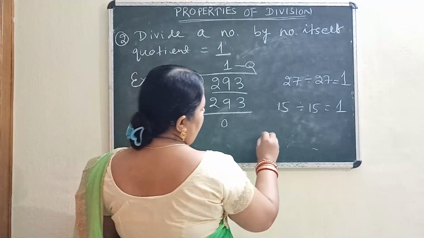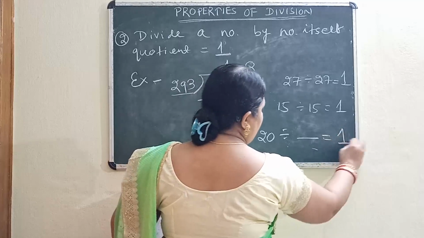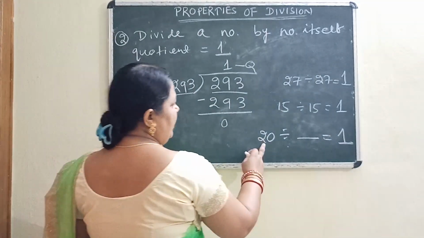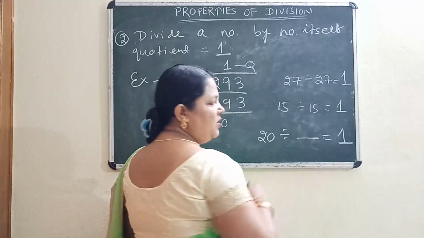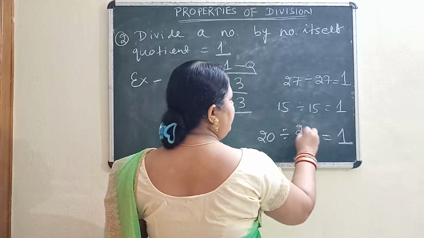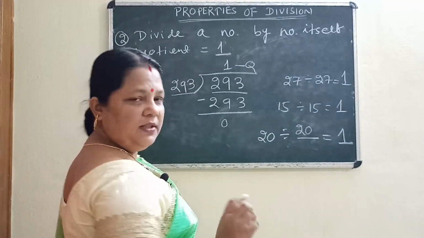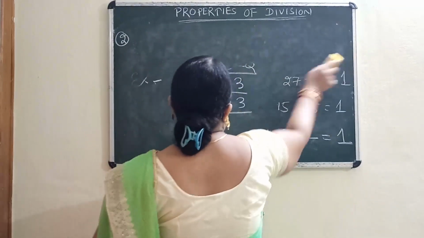Okay. If I write 20 divided by blank equals 1, what will you fill in? 20 is the dividend. We are dividing by which number so that the quotient will be 1? The number itself, according to property number 2. Clear? Then we come to property 3.